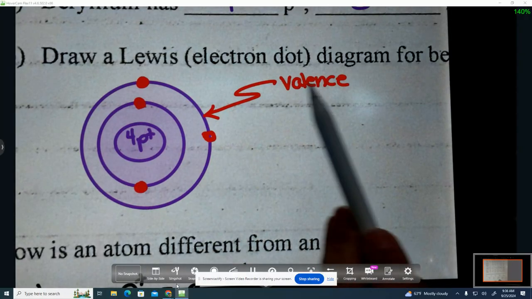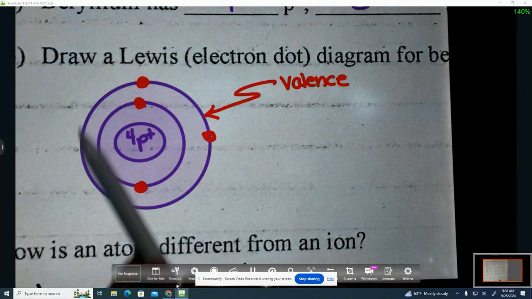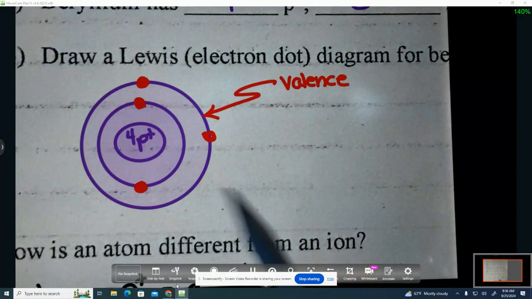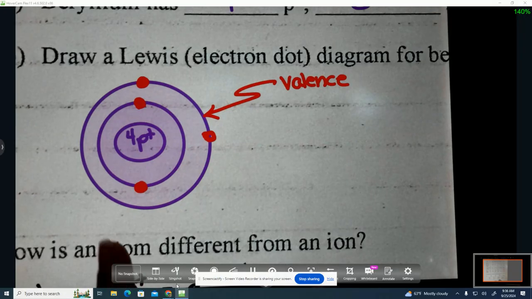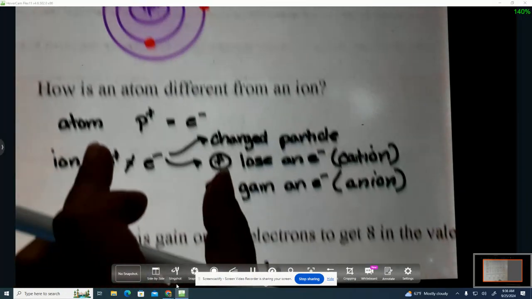Now, this last energy level, the outermost energy level, is called the valence shell. Everybody know that? And so it has 2 valence electrons. Those are the electrons that are on the last shell. Okay, just making sure you're with me.